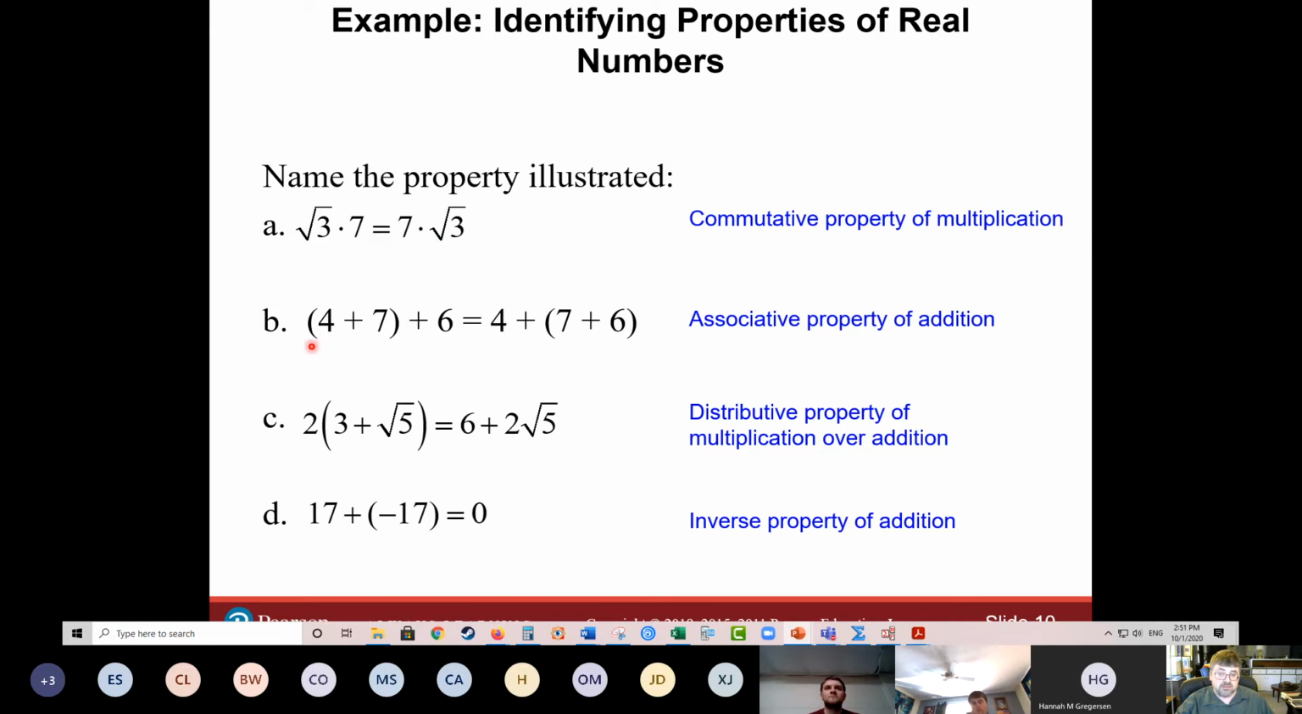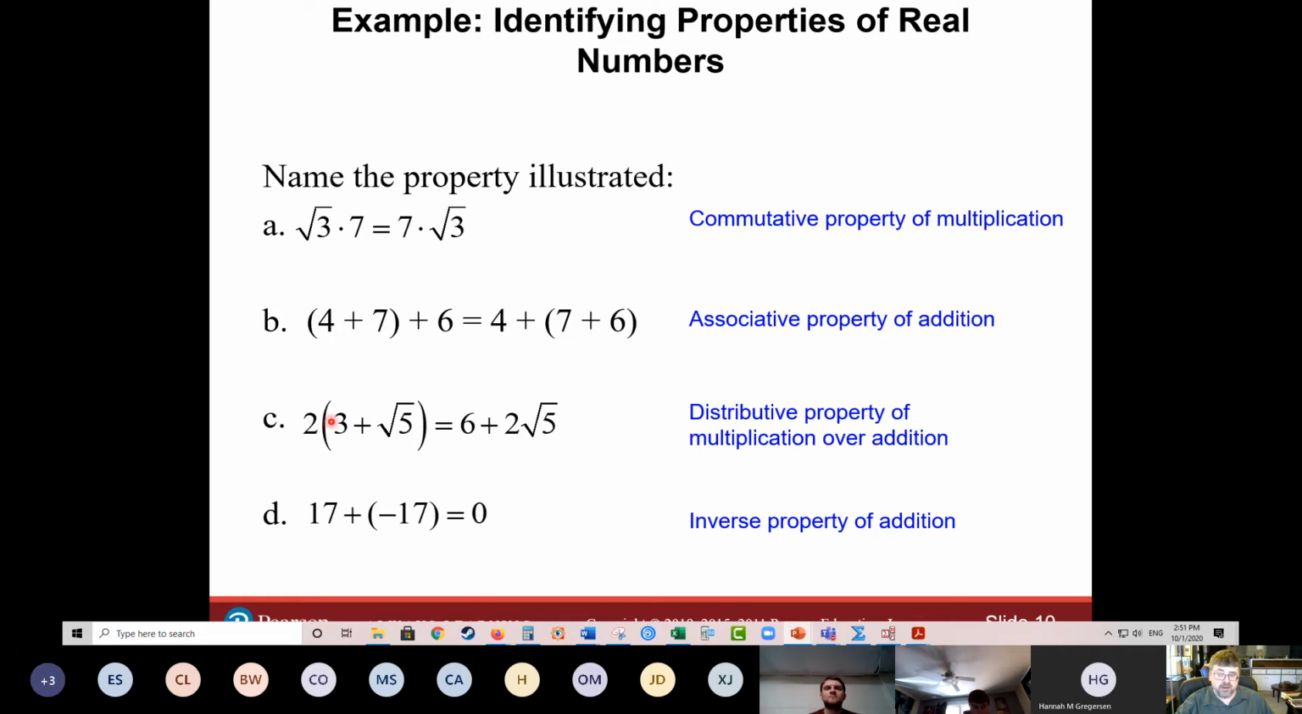Associative property. Notice here, (4 plus 7) plus 6 equals 4 plus (7 plus 6). The order of the digits hasn't changed. The only thing that has changed is where the parentheses are. That's the associative property of addition.